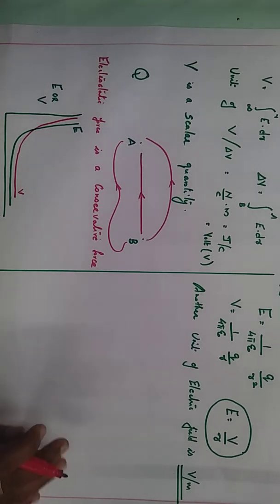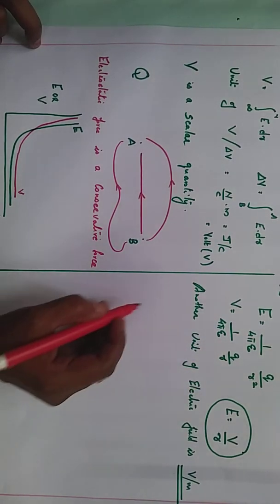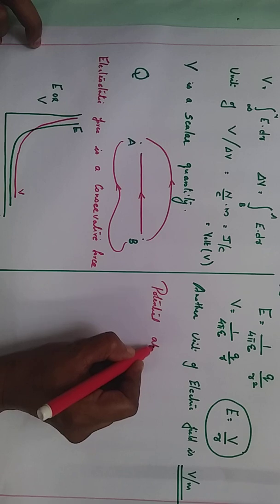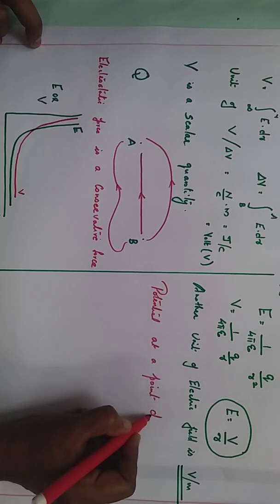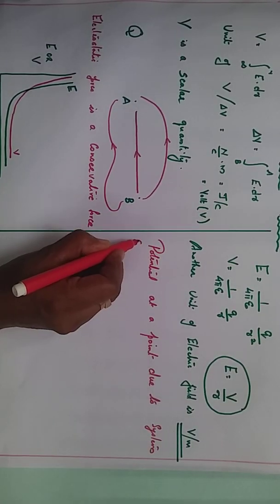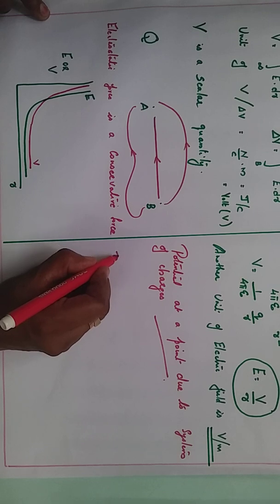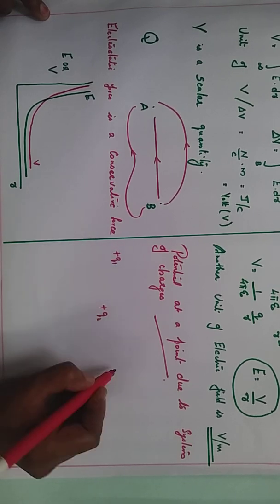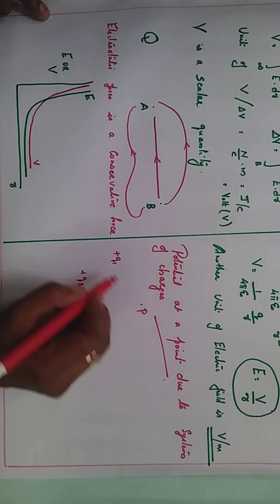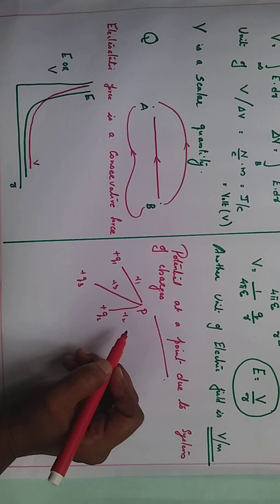Now one more point to be added. We have the potential due to a point charge, V equal to 1 by 4 pi epsilon 0 Q by R. Now we can write the potential at a point due to a system of charges. If a number of charges are there, for example, plus Q1, plus Q2, plus Q3, let 3 charges be there, and here is the point P. This distance is R1, this distance is R3, this distance is R2.